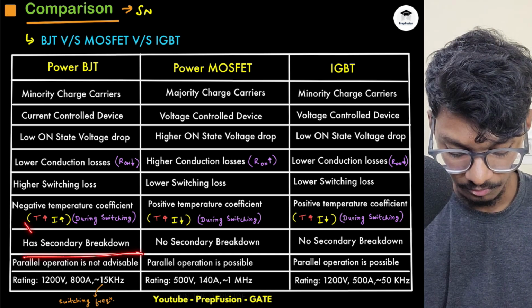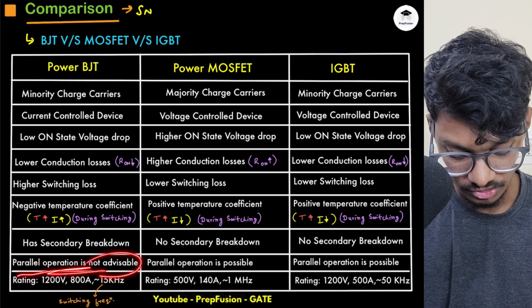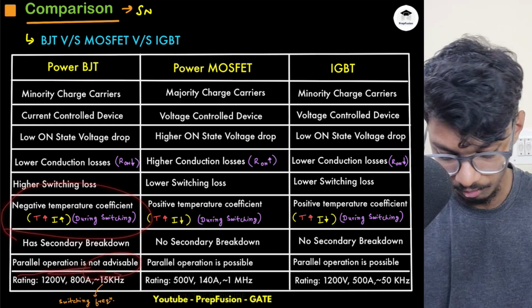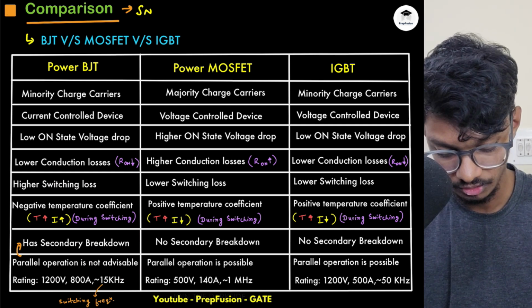So it has secondary breakdown problem, as I explained. No secondary breakdown problem here. Parallel operation is not advisable due to this secondary breakdown problem, right? The reason is due to this secondary breakdown problem, parallel operation is not advisable.